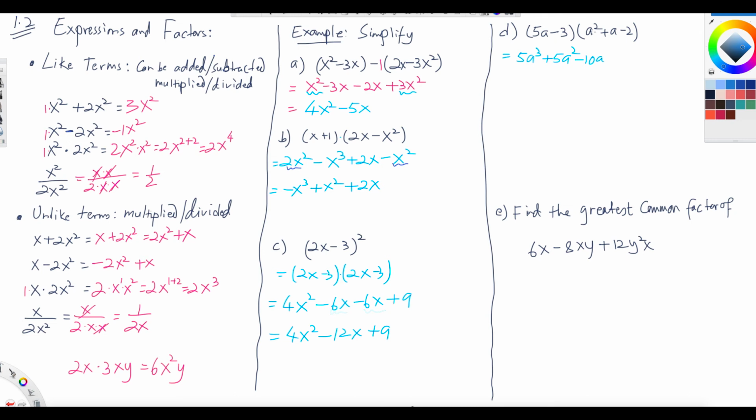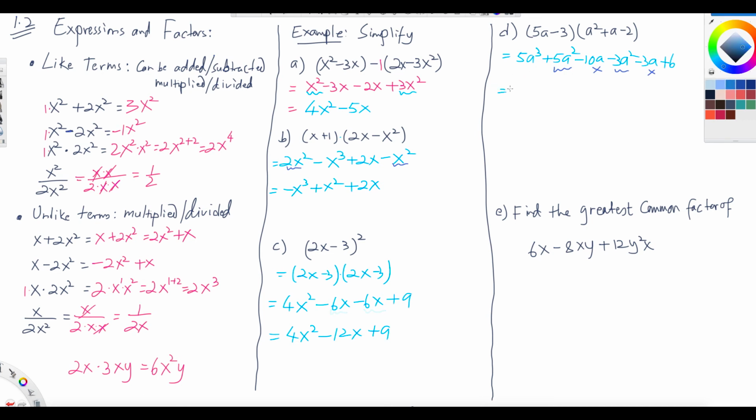Next, -3 times a squared is -3a squared. -3 times positive a is -3a. -3 times -2 is positive 6. Now let us look at the like terms there. Okay, so there is 5a squared, there is -3a squared. Another like term is that one and then that one as well. So let us write down the final answer.